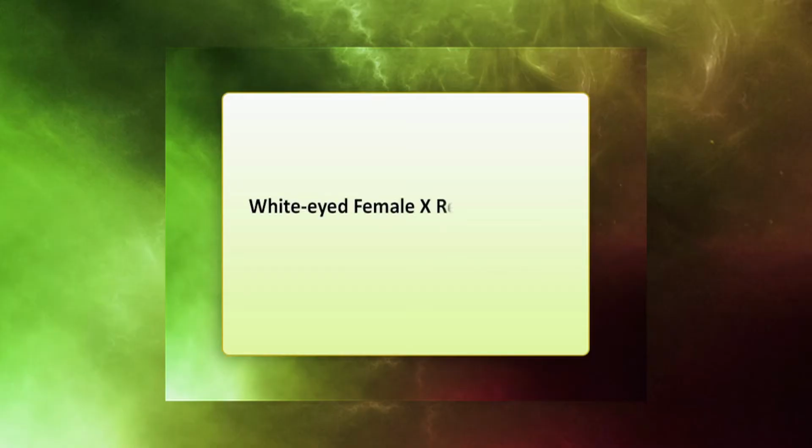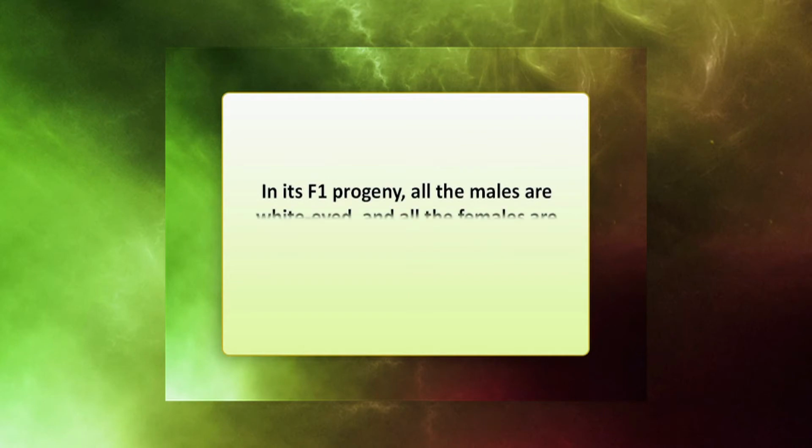Now, white-eyed female cross with red-eyed male. In this cross, a homozygous white-eyed female fly is mated with a hemizygous red-eyed male fly. This cross is reciprocal of the previous cross and should yield the same result. But in its F1 progeny, all the males are white-eyed and all the females are red-eyed. This result shows that eye color and sex are linked.